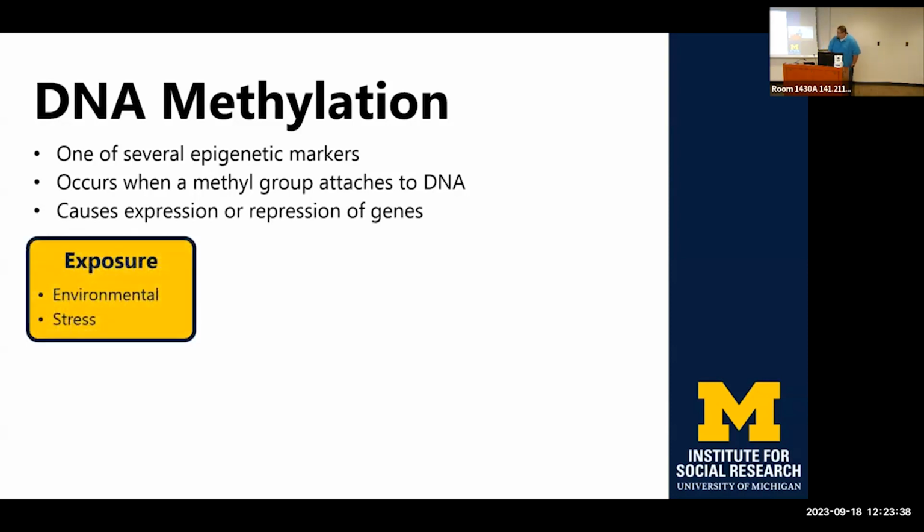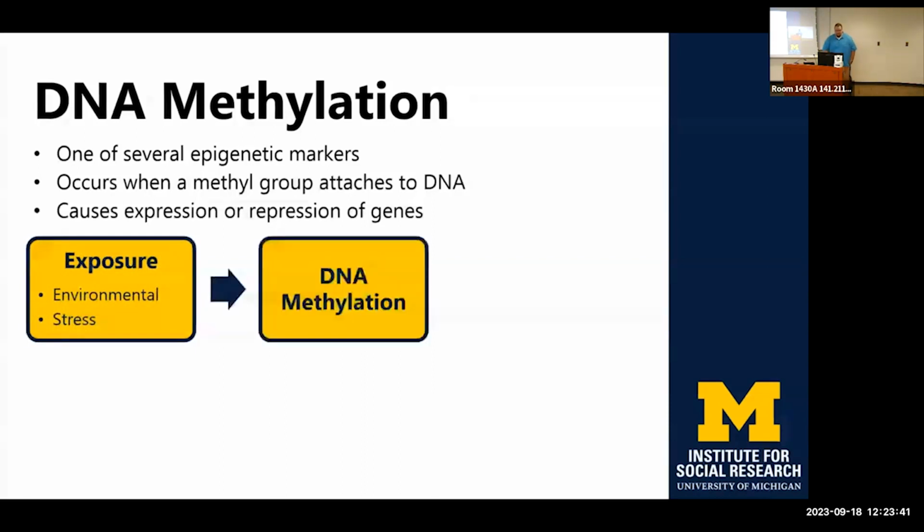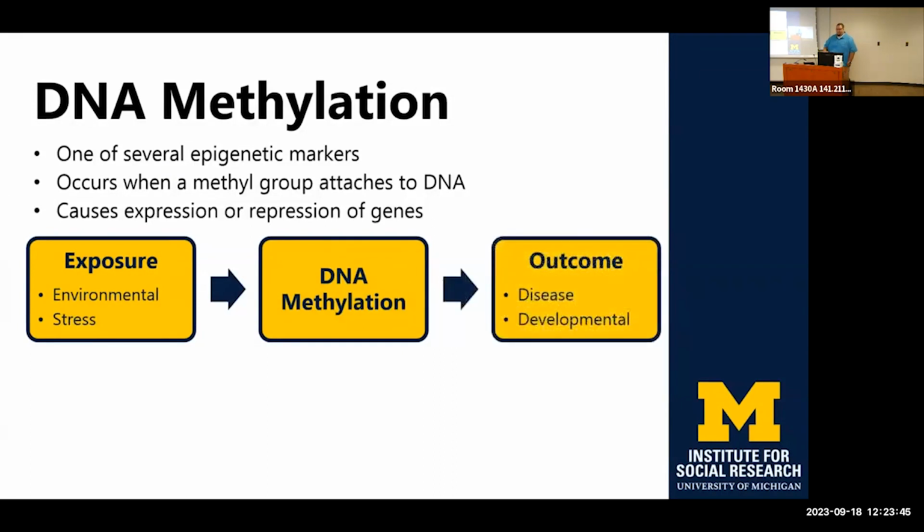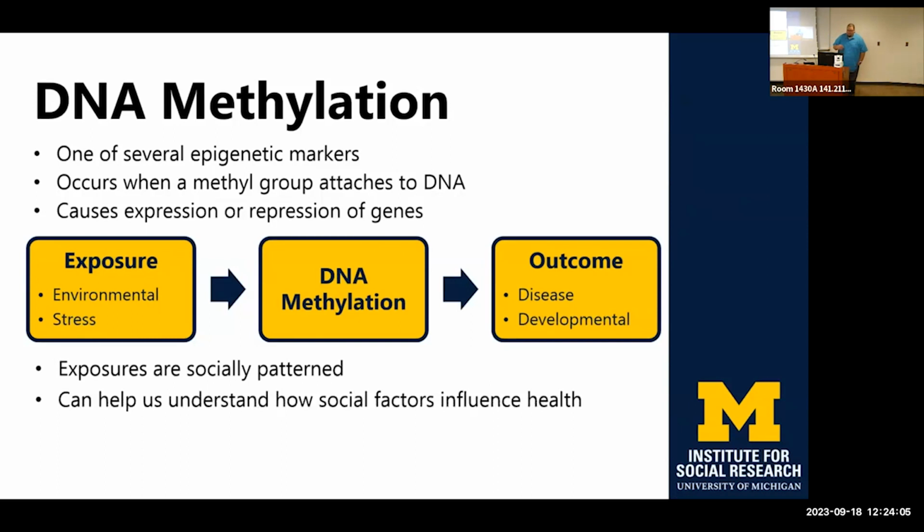What we know is that there are different kinds of exposures that are associated with DNA methylation, right? So stress, environmental factors, things like that. And DNA methylation in turn is associated with a number of different outcomes, be they diseases, developmental outcomes, things like that. So this is the Institute of Social Research. You're sitting out there, saying, who cares, Josh? Well, I would argue that we all ought to care a little bit, because exposures, as many of us know, are socially patterned. That's really important, and I think this sort of work has the potential to help us understand how social factors influence health. So what are some of these pathways?